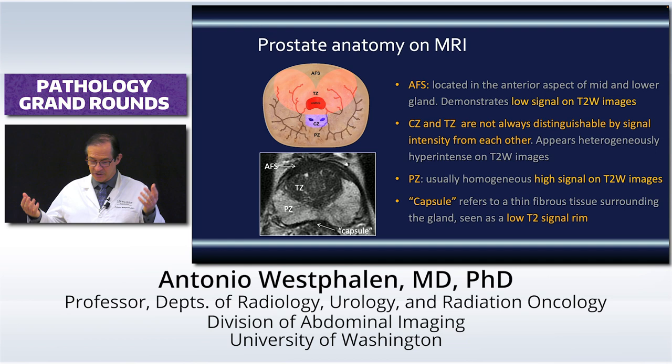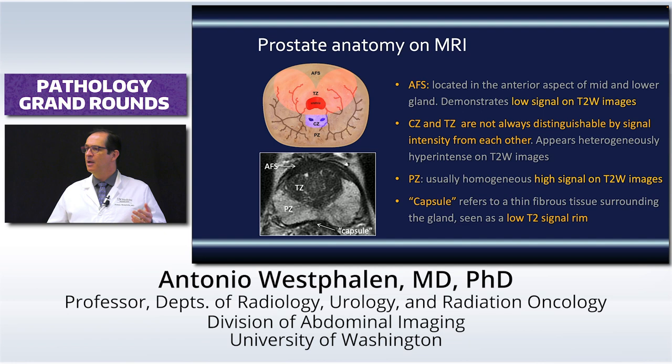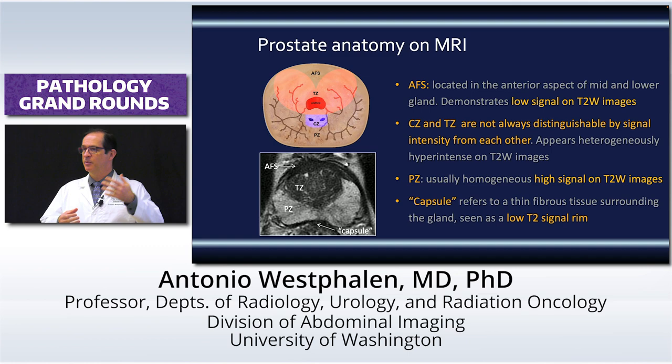And again, because virtually all the men we image, they have BPH already, so then the transition zone dominates. The peripheral zone I showed you before, we can see that as well, high signal intensity on T2. The so-called capsule, and I put quotes, I know there's no capsule there, but we do see a thin line of low T2 signal that surrounds the gland. It's an artifact, but that artifact helps us to determine too when you have extraprostatic extension, for example.